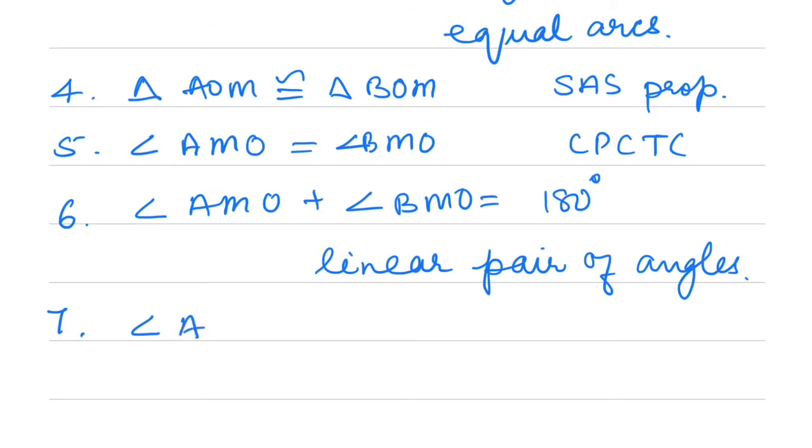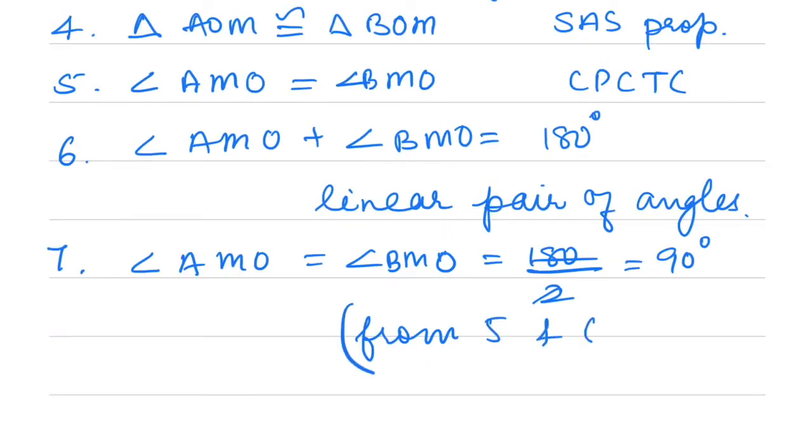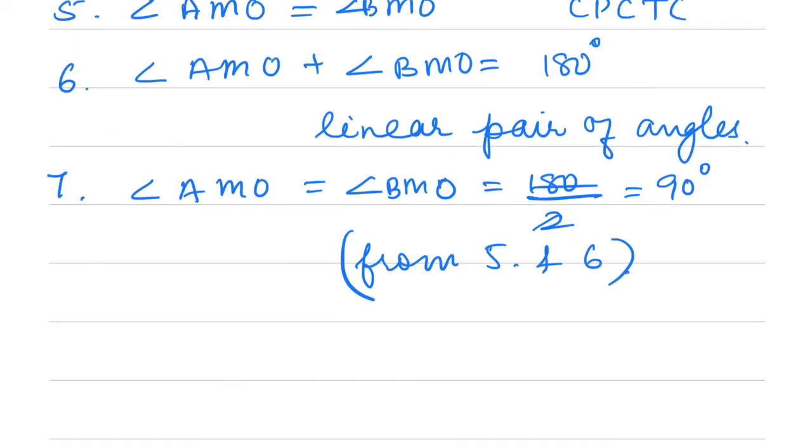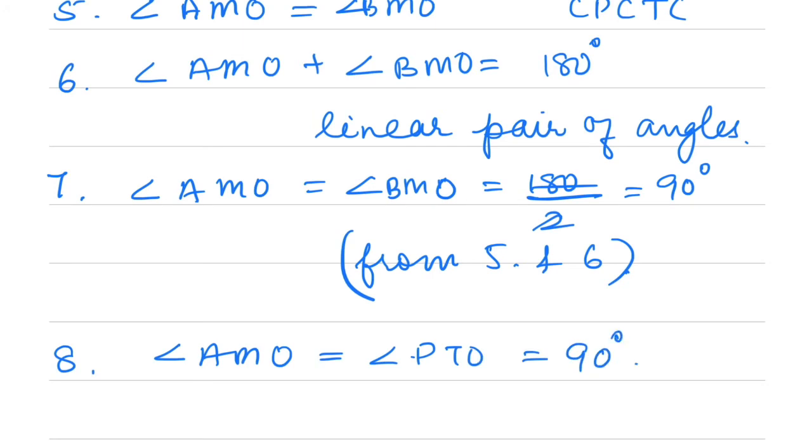Angle AMO is equal to angle BMO is equal to 180 degrees by 2, because both are equal from the 5th and 6th points. And we also know that angle AMO is also equal to angle PTO. Both are equal to 90 degrees.